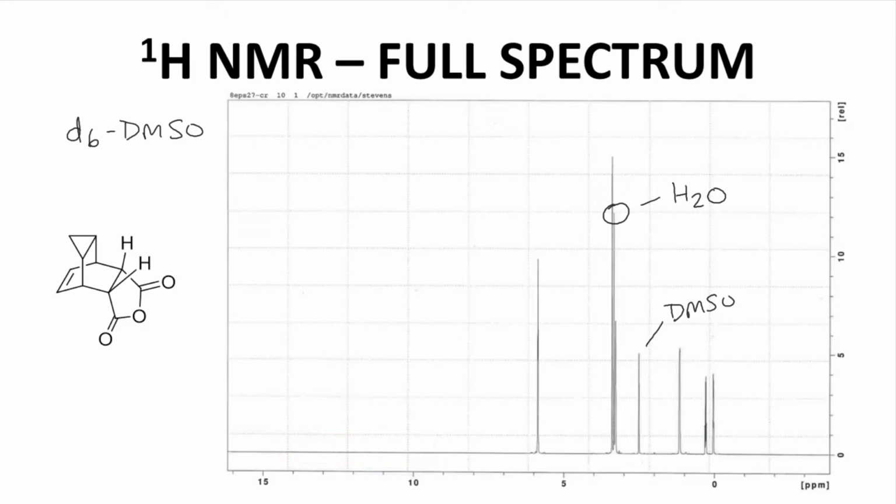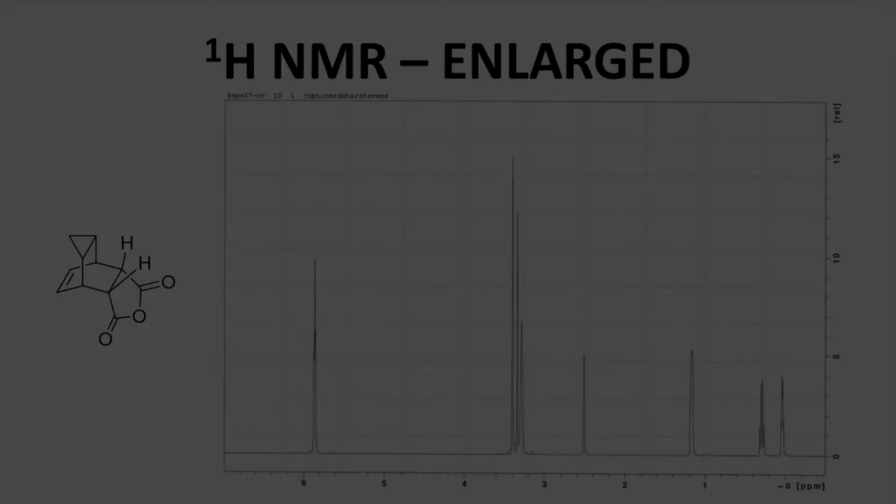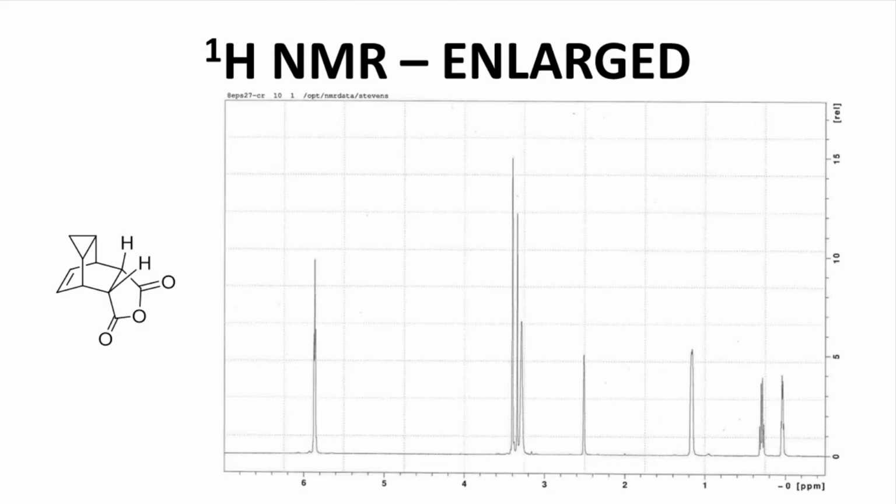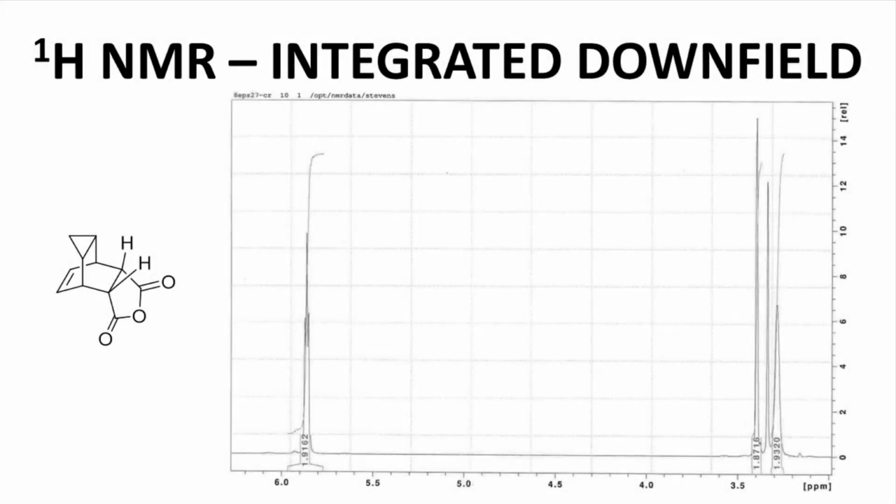Okay, let's zoom into this spectrum. Here is a bit closer look with just the action region. Again, two of our signals are from our NMR solvent. Always keep track of your NMR solvent peaks so that you do not try to interpret these signals as part of your product. Here is the downfield region with integrations.